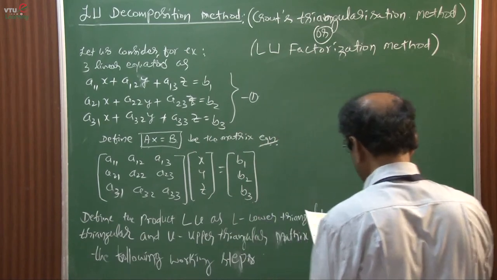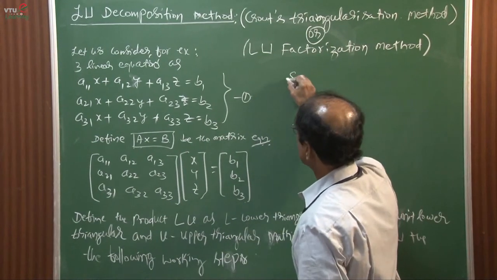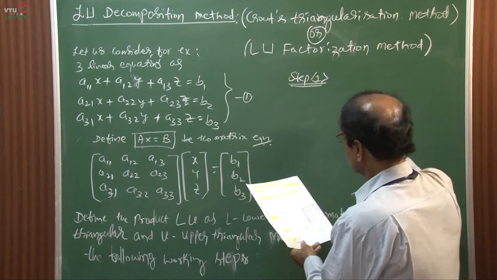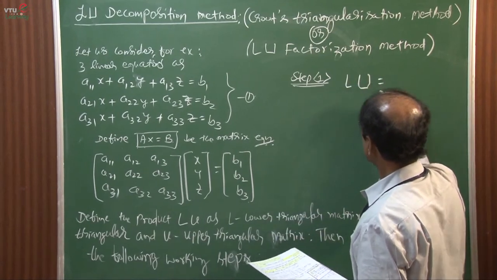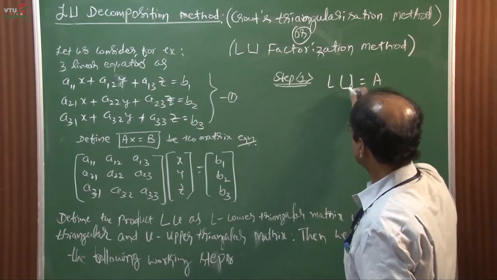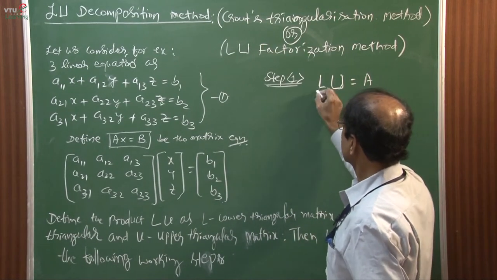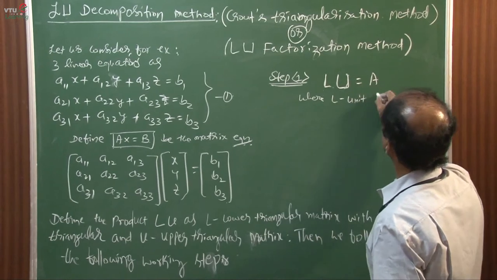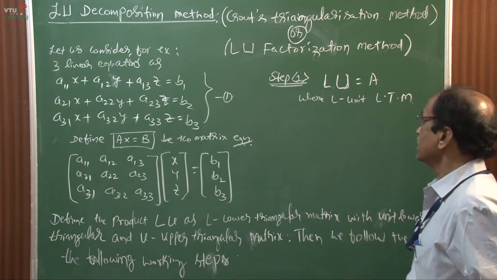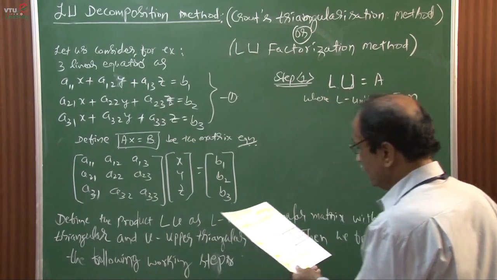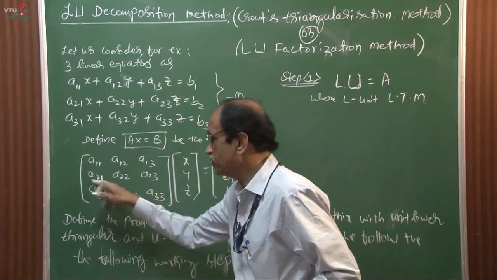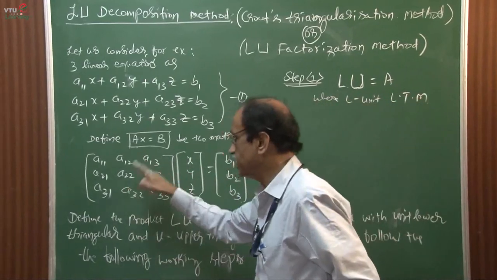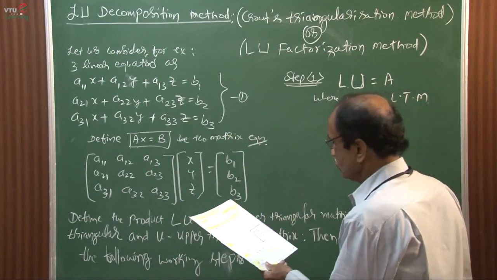The first step is L into U is equal to A. Here L is a unit lower triangular matrix. Okay, so L with symbols according to the suffixes, whatever these symbols are there, I will use the same thing. And U means, according to this notation, whatever the suffixes are there, I will use accordingly. I will show the details. This is the first step.